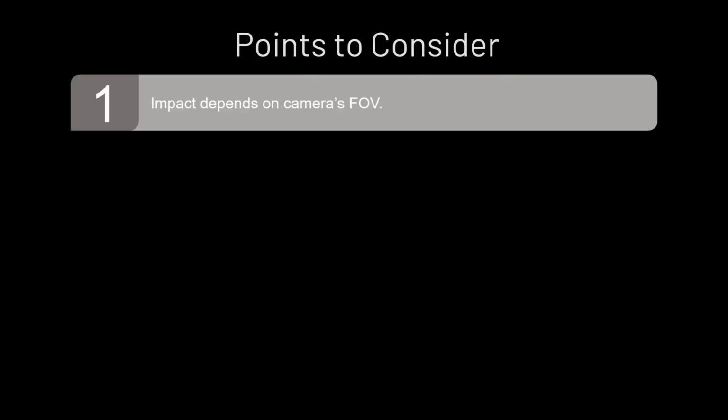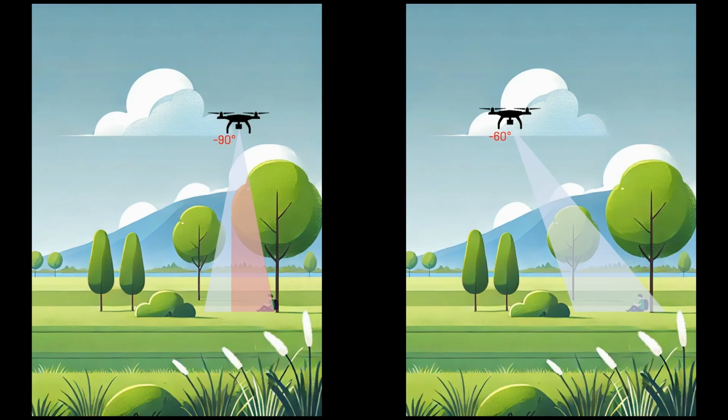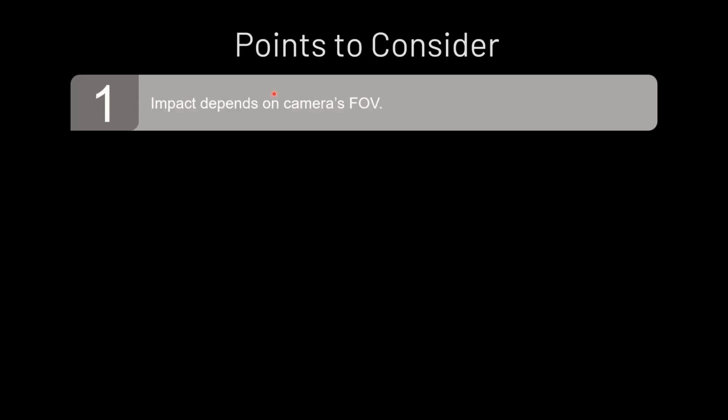Now, there are a few additional points we need to consider here for this case. So starting with impact depends on the camera's field of view. Let's go back to our previous slide here. As we see, the effectiveness of this kind of depends on the camera's ability to sneak under the tree here, and that's going to depend on how wide the field of view is, especially in the vertical direction. If you have a really narrow field of view, you might not actually be able to see the person even if you are at an oblique angle.